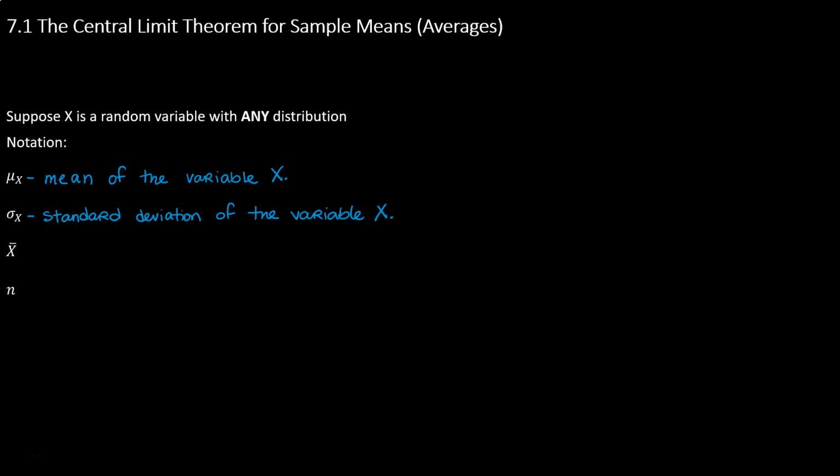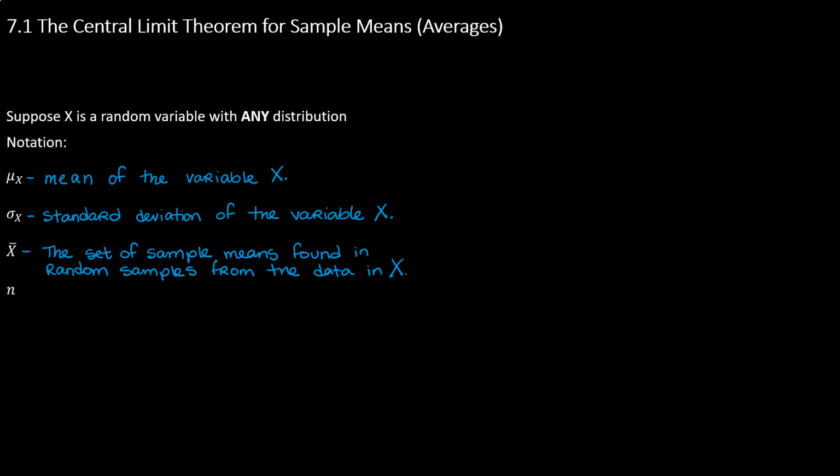And then we have capital X with a little horizontal bar above it. That is a new variable. It's related to the other capital X, but it's not the same thing. And it doesn't necessarily have the same distribution as capital X. We've seen x bar before. Little x bar, a lowercase x with a bar over it, and that represented a statistic. It was our sample mean. Well, capital X bar is a set of sample means.